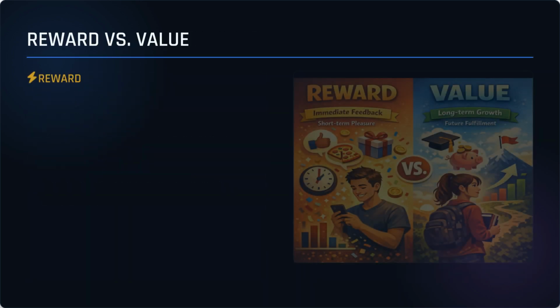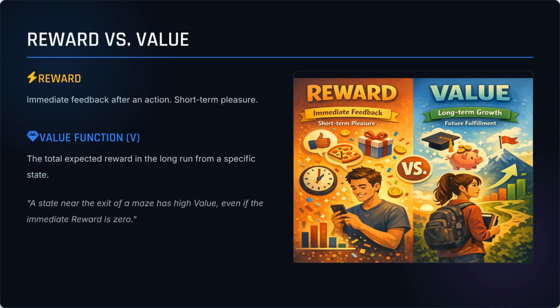It is important to distinguish between reward and value. Reward is the immediate feedback after an action. The value function, V, is the total expected reward in the long run from a specific state. A state near a goal has high value, even if the immediate reward is 0.